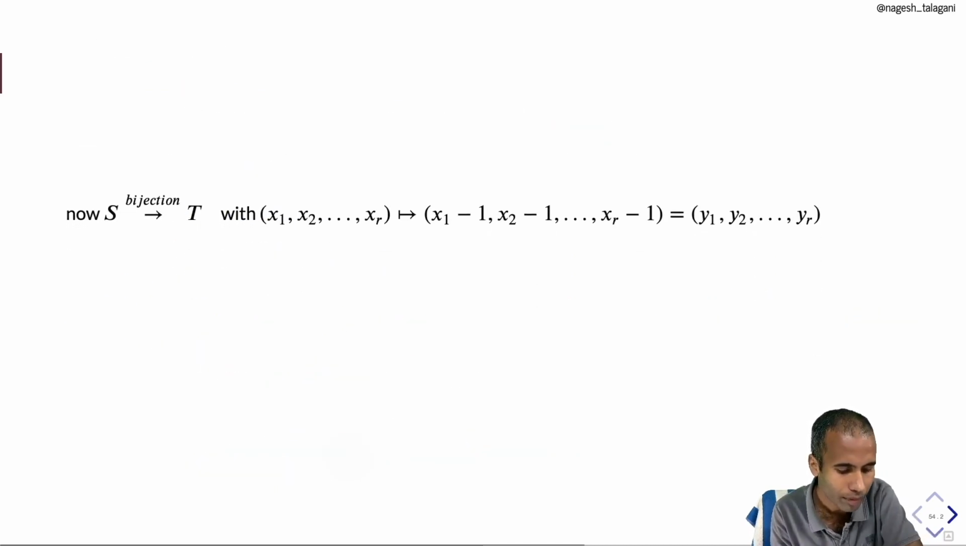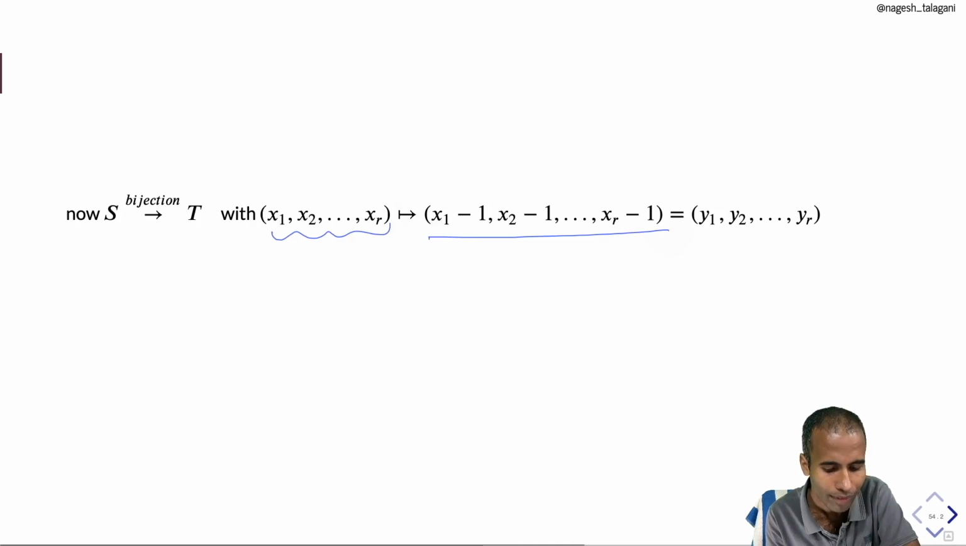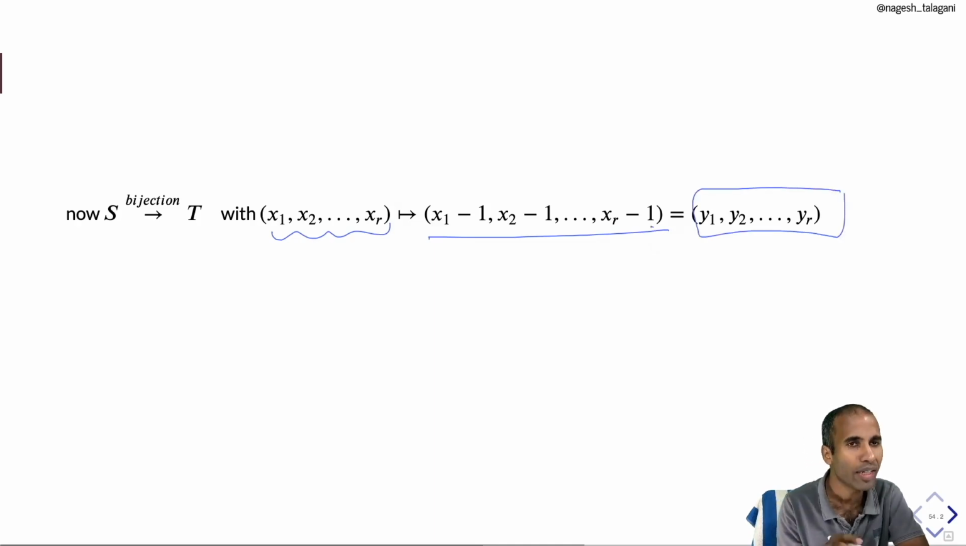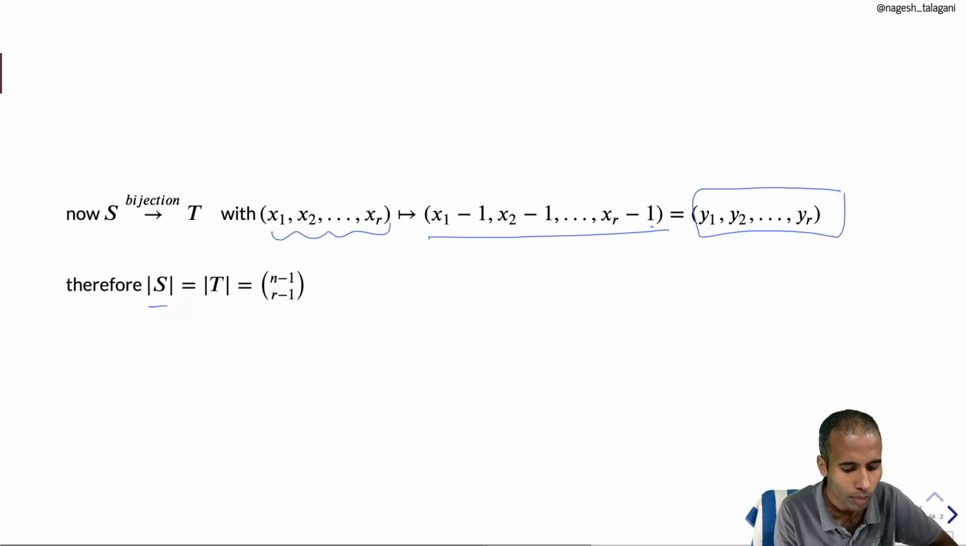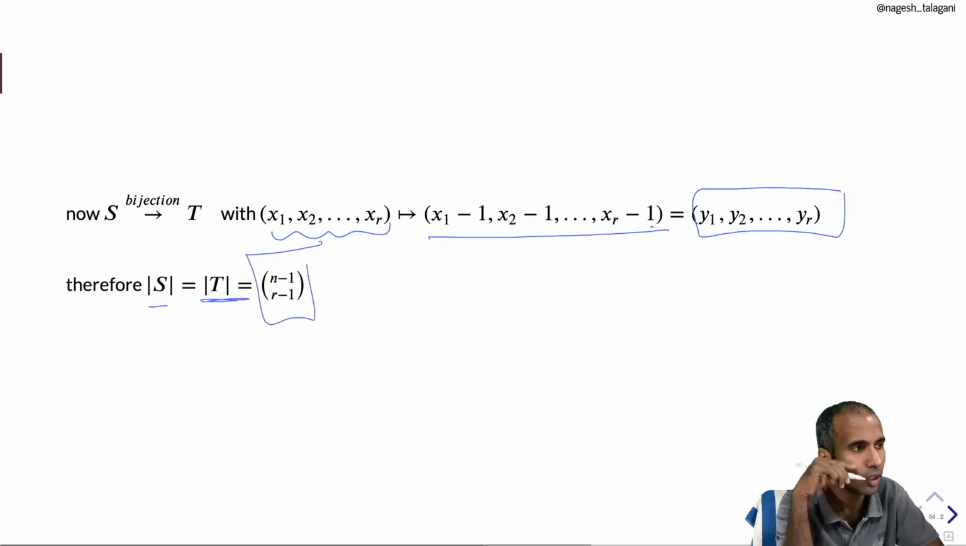Now we can see a bijection between S and T. This is the bijection. x1, x2, xr map to x1 minus 1, x2 minus 1, xr minus 1, which is nothing but y1, y2, yr. So clearly we see a bijection between S and T. Therefore, the number of elements in S should be the same as the number of elements in T, which is n minus 1 choose r minus 1.